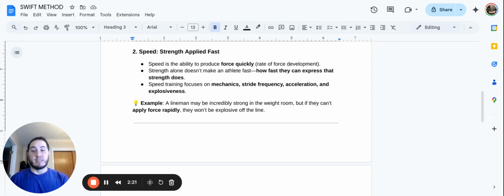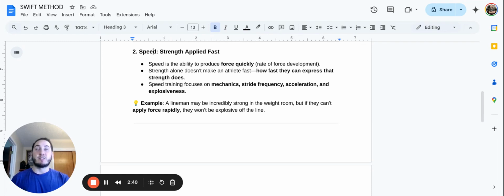Speed training focuses on mechanics, stride frequency, acceleration, and explosiveness. We do a lot of one-step stuff at a time. For example, an offensive lineman may be incredibly strong in the weight room, but if they can't apply force rapidly, they won't be explosive off the line.